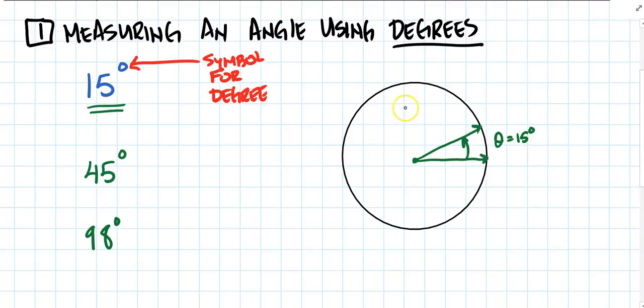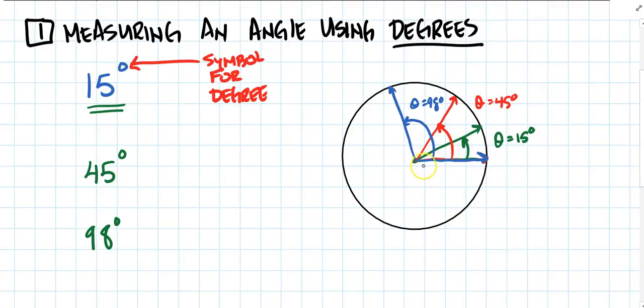If I wanted 45 degrees, I'll do this one in red for you. I would lock down my initial side and I would draw an angle that represented a rotation of 45 degrees. So there's a theta that's equal to 45 degrees. If I wanted 98 degrees, I'll do this one in blue for you. Again, I would lock down my initial side on the positive x-axis and rotate all the way up in a counterclockwise direction and say theta is equal to 98 degrees.